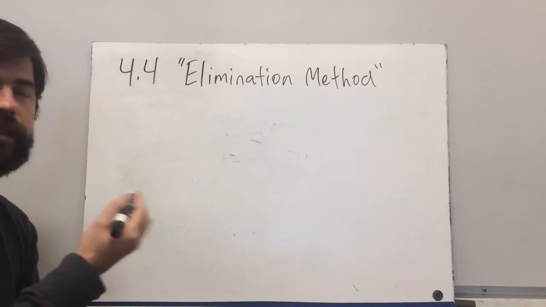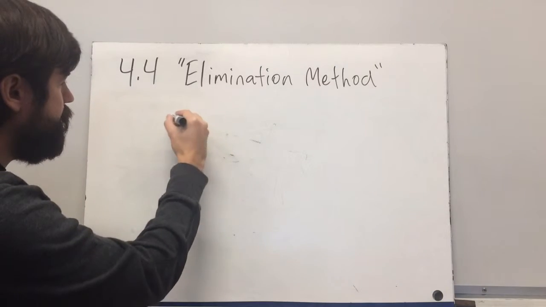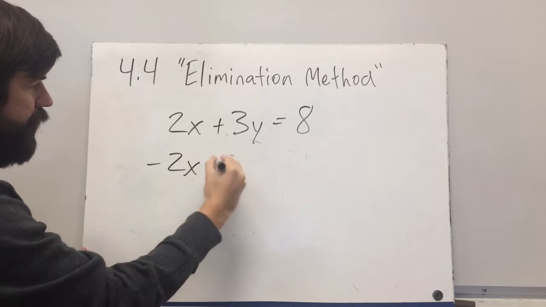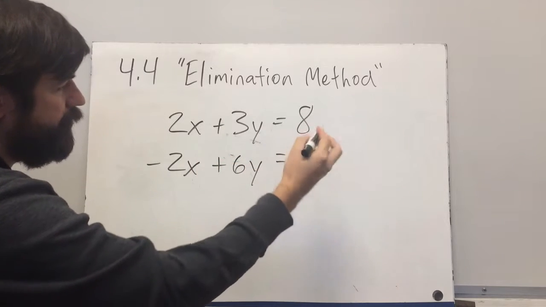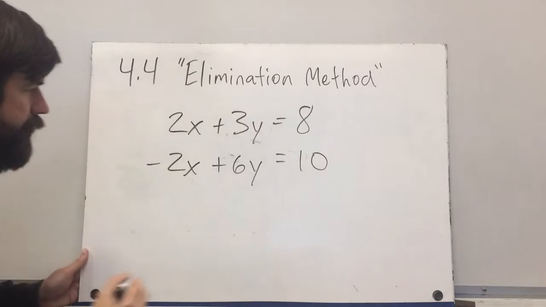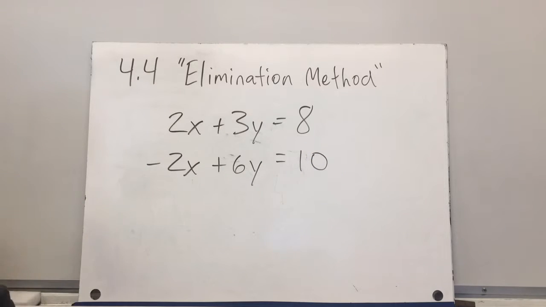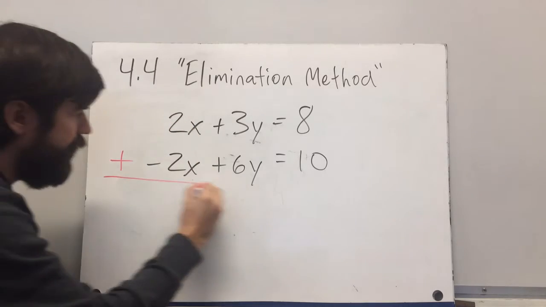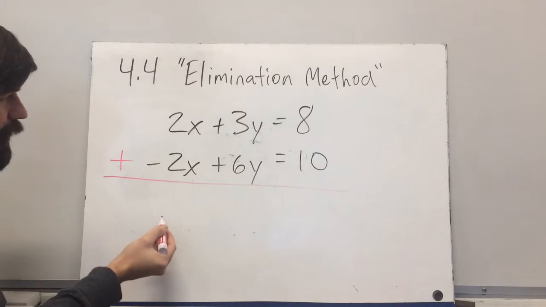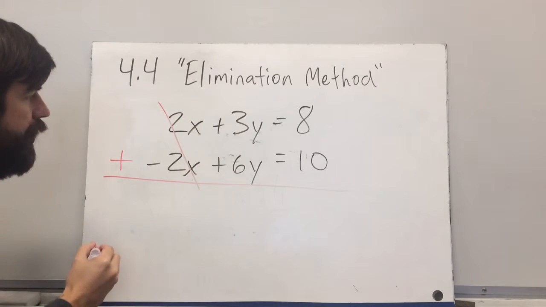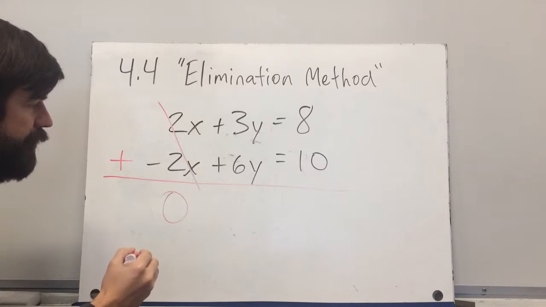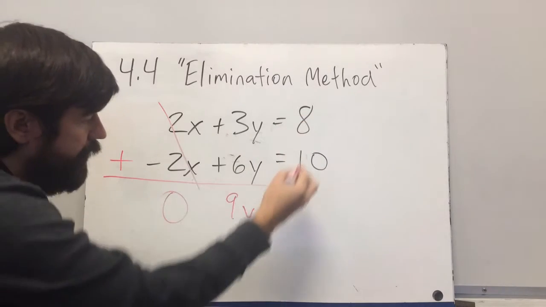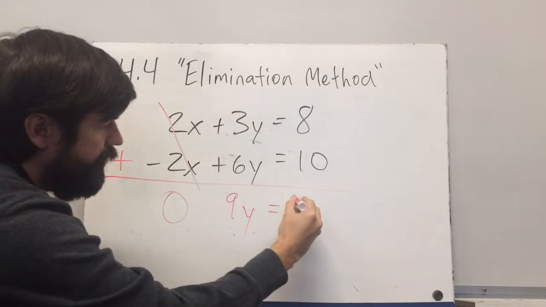All right, so the basic idea here is, let's say we had a system of equations like 2x plus 3y equals 8 and negative 2x plus 6y equals 10. Well, if you notice, the x terms would cancel out if I add these together. 2x plus negative 2x cancels out. That's just 0, big 0 there. 3y plus 6y is 9y, and then equals 8 plus 10 is 18.